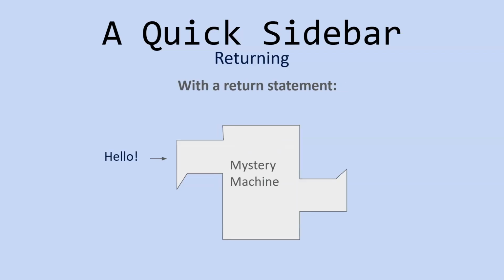But if we have a return statement, hello would still be the input, obviously. The method would have access to hello, be able to change that, and then it would output hello backwards. And we would be able to use that return value, assign it to a variable, print it however many times we want outside of the method, all that good stuff.